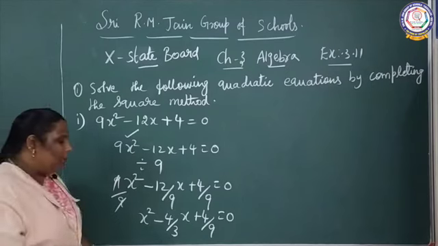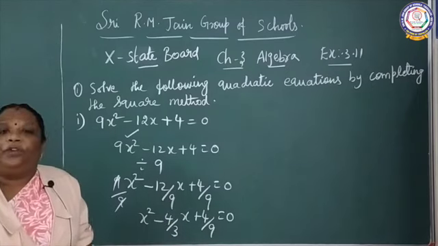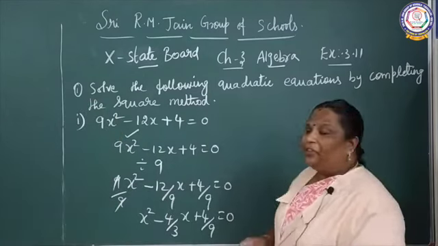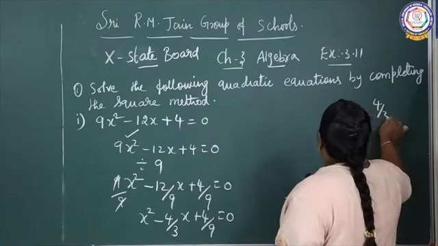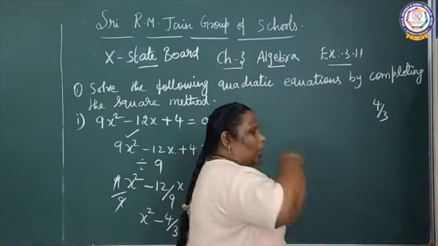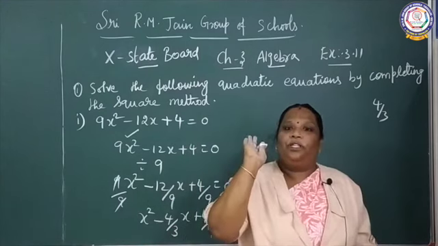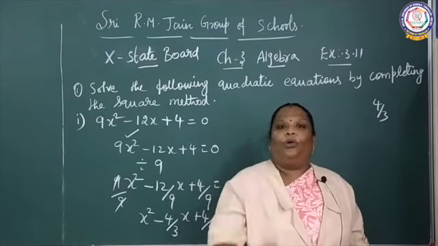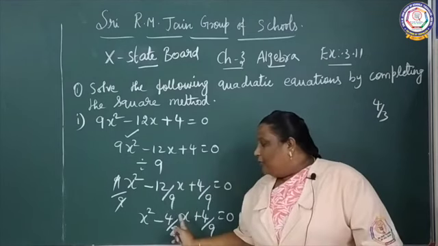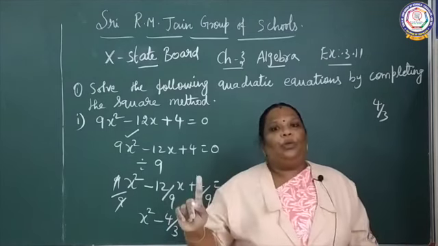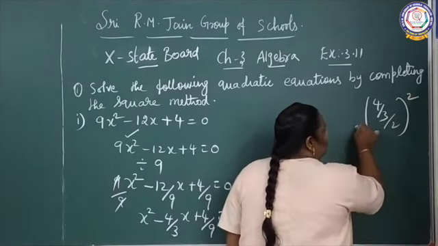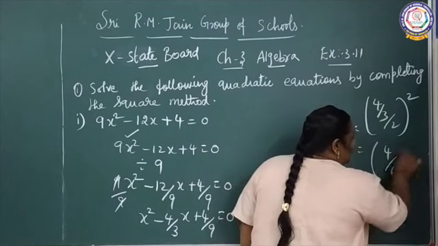We can do it in a rough column. What is the coefficient of x? You can take the number alone, don't take the sign. The coefficient of x is 4 by 3. Keep in mind the formula: coefficient of x by 2, the whole square. Dividing by 2 gives 4 by 6, the whole square.